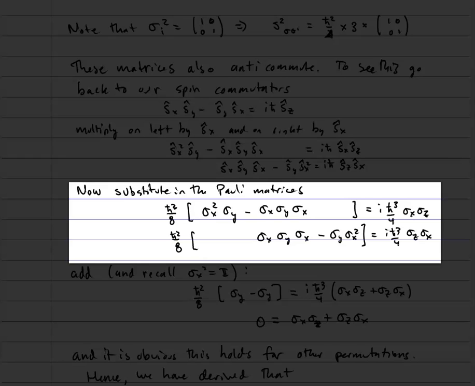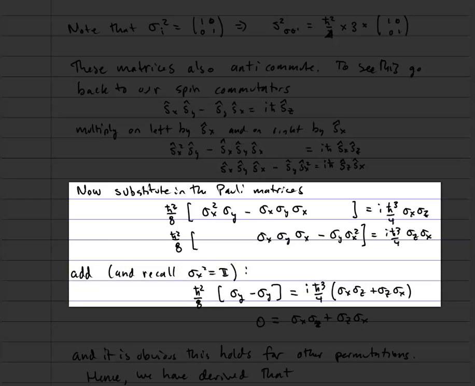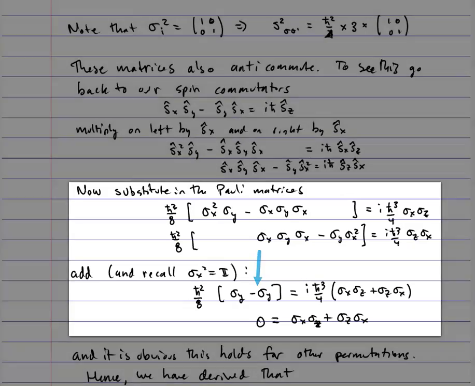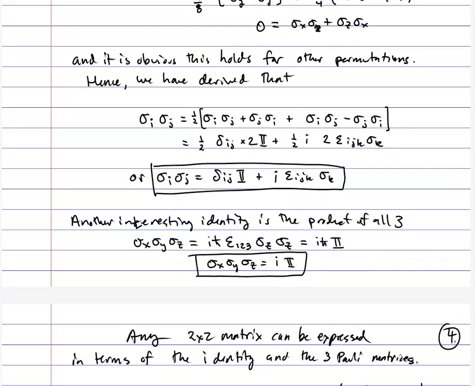And now what you can see is we're going to add these two equations together. When I add these two equations together, on the right-hand side, I'm going to get the anti-commutator, sigma x sigma z plus sigma z sigma x. Looks just like a commutator, but it has a plus sign rather than a minus sign. And on the left-hand side, you see because sigma x squared is equal to 1, and because the triple product term cancels because it has opposite signs, I get a sigma y minus sigma y, which is equal to 0. And that tells me that the sigma x sigma z anti-commutator is equal to 0. And then obviously you can see this is going to hold for the other permutations.